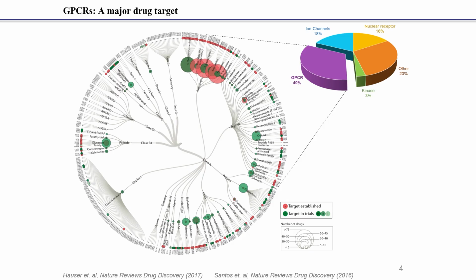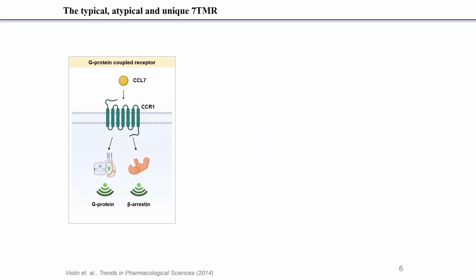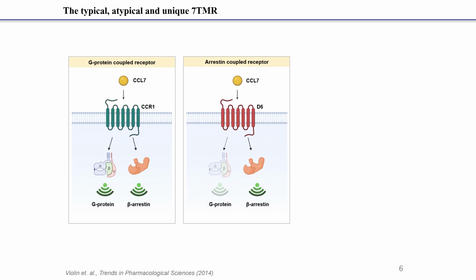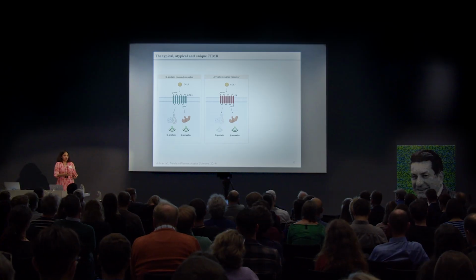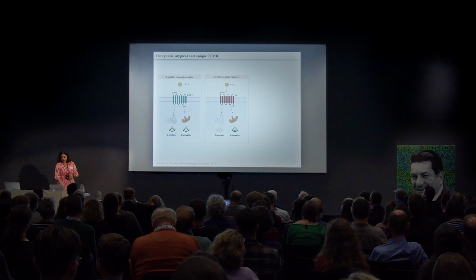So to put it very simply, GPCRs have 2 primary transducers, G proteins and beta-arrestins. And if, in response to binding of a ligand, a receptor signals through both G protein and beta-arrestin, then those receptors are known as the classical or the canonical GPCRs. Work in the last decade have identified a subgroup of receptors which do not couple to G protein but signal specifically only through beta-arrestin, and these are known as the arrestin-coupled receptors.